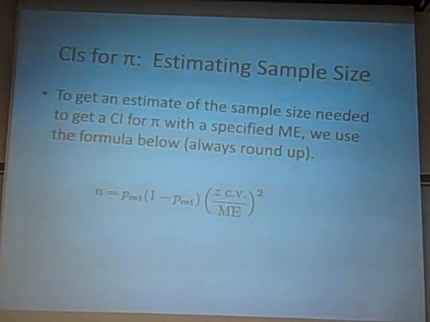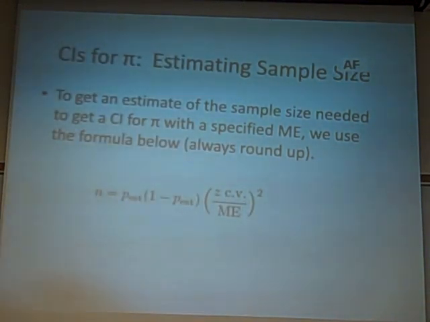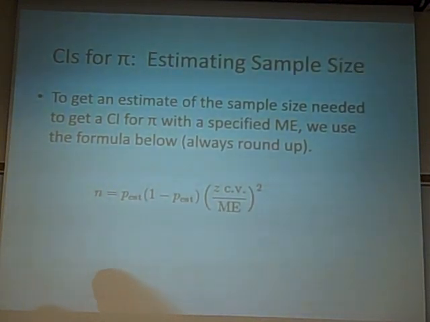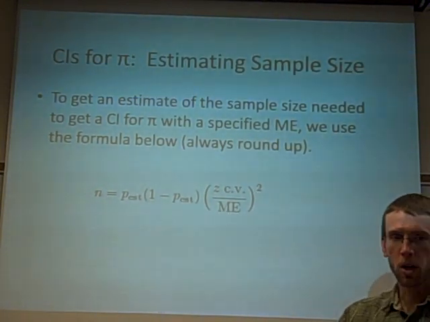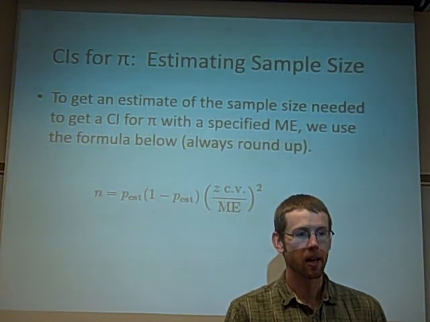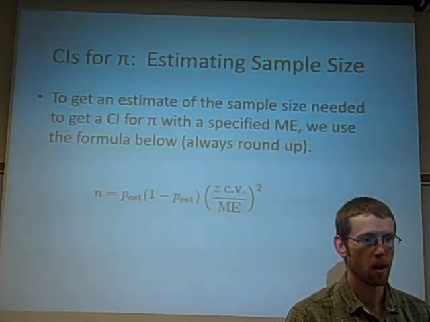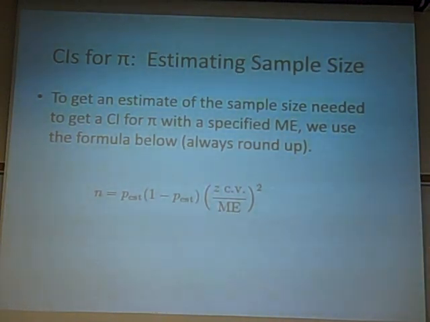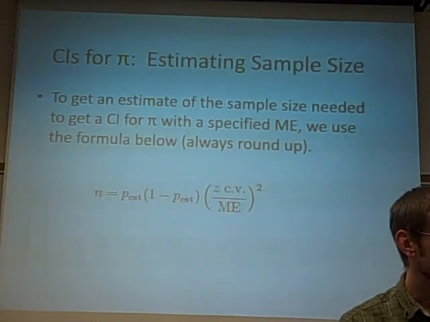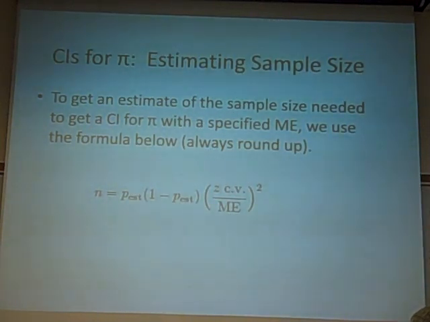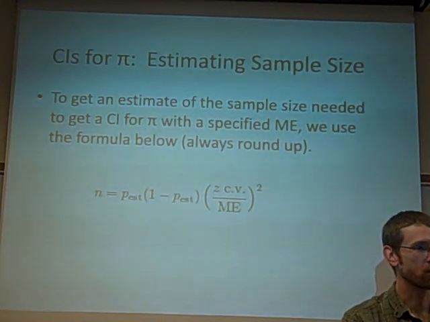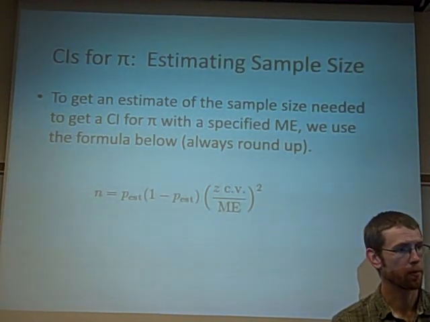So the idea with this is exactly the same as what we had before. Remember what's going on here: we want to do a confidence interval for pi. We want to be able to estimate a proportion with a confidence interval. But we haven't taken our sample yet. And so the question is, if we want to have some certain margin of error, how many people do we need to sample or talk to or get to take surveys so that we get the margin of error that we want?